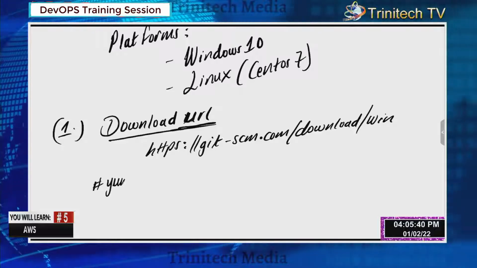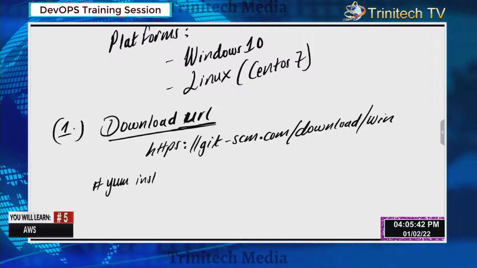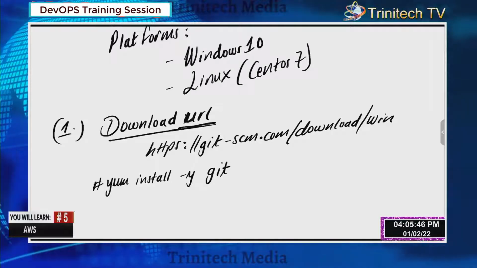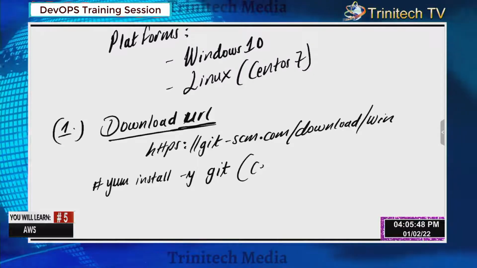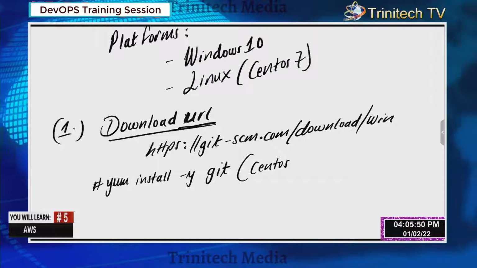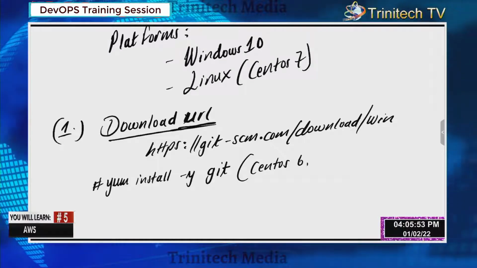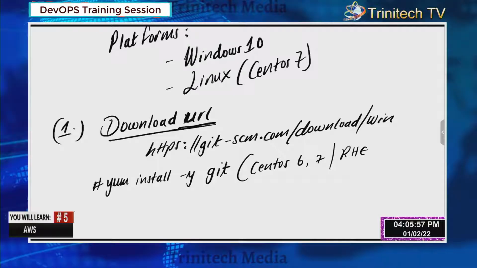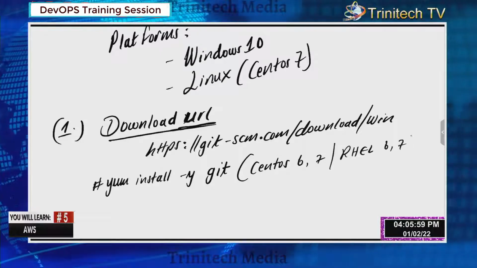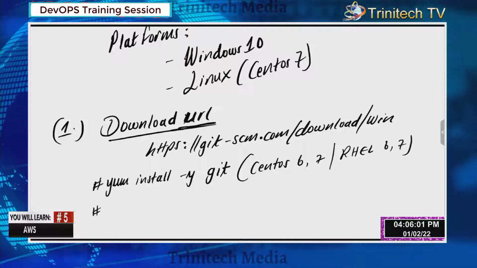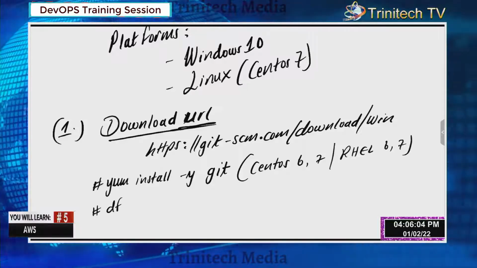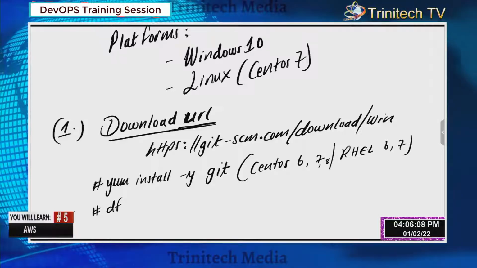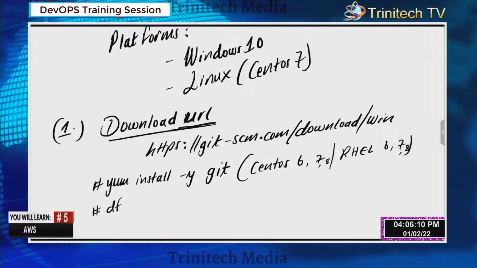We have our yum install -y git. And so this will work, like I said, for CentOS 6, 7, right? Red Hat Enterprise Linux 6, 7. And then we have our DNF, and it will also work in 8, because in the 8 version it's backward compatible.